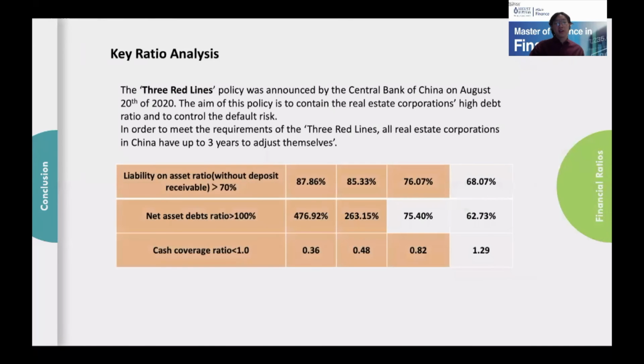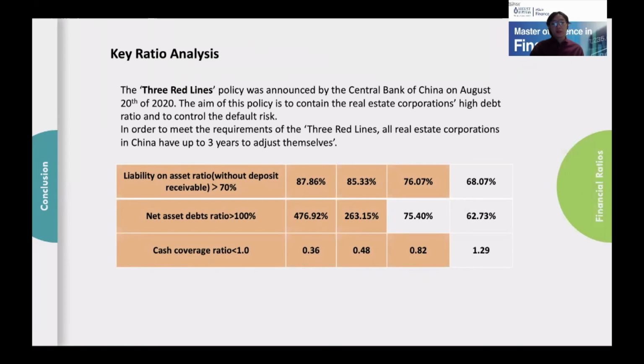I also calculated the three red lines. This policy was announced by the Central Bank of China. The aim of this policy is to contain the real estate corporations' high debt ratio and to control the default risk.